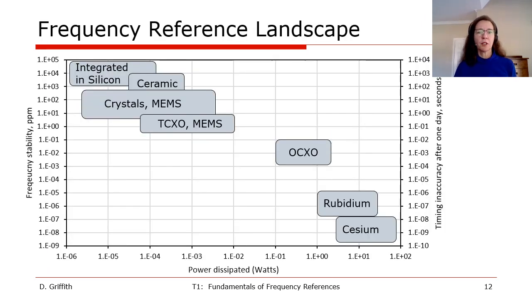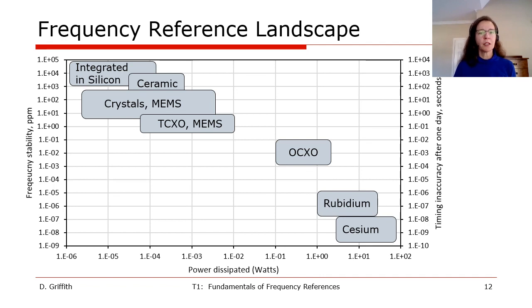On this slide, the frequency stability in parts per million is plotted versus power dissipated in watts. The different types of oscillators shown here will each be discussed in more detail throughout this tutorial. To the upper right, we have the oscillators which are entirely integrated in silicon, usually accurate to about 0.1% to 10% and consuming microwatts of power.